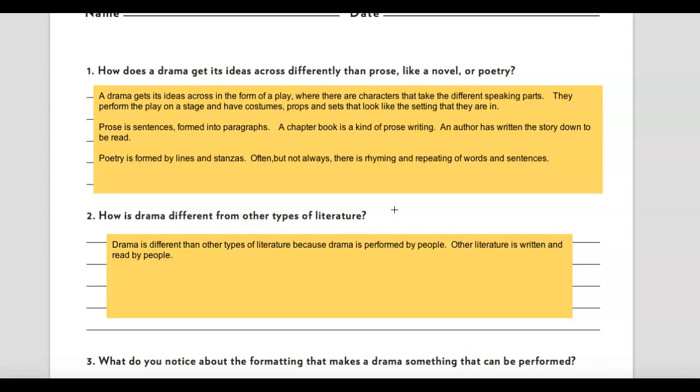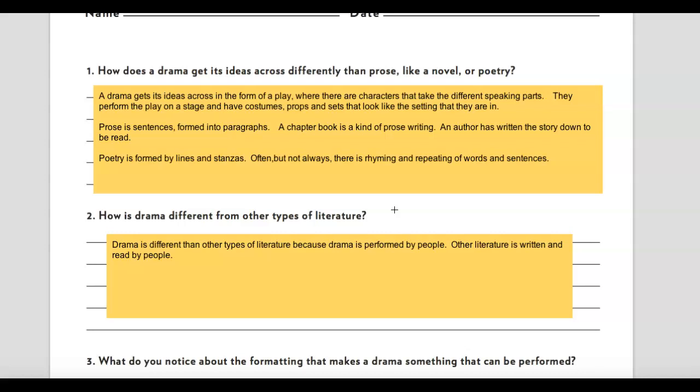And poetry, you've seen poetry, you've read it a lot this year in 5th grade, where there's lines and stanzas. That's poetry. And a lot of times the words at the end rhyme. Sometimes they repeat lines. But drama is a play where characters go back and forth saying the different parts, and they perform it, often in costumes with props.